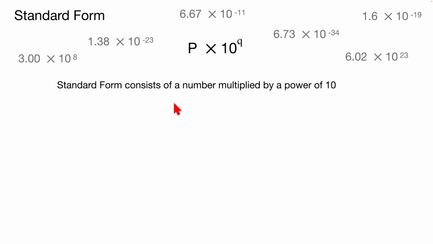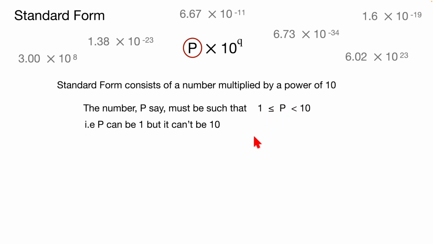Standard form consists of a number multiplied by a power of 10. Well, that's just repetition. The number P, say, must be such that it falls between 1 and 10. So that means P can be 1, but it cannot be 10. The power of 10 must be an integer. Well, that's a sort of easy one.